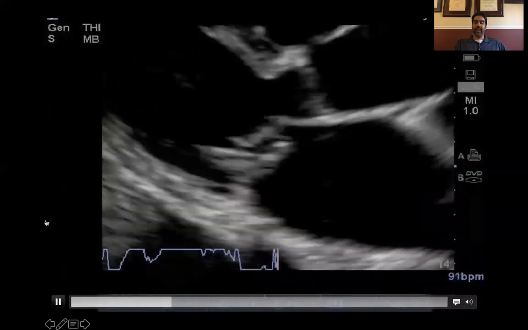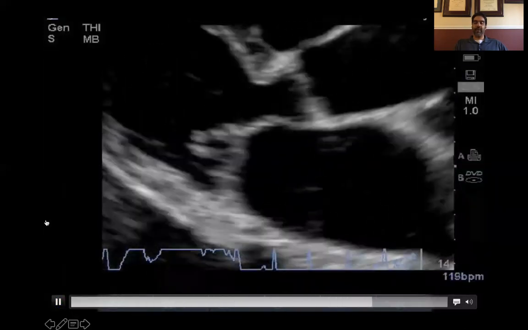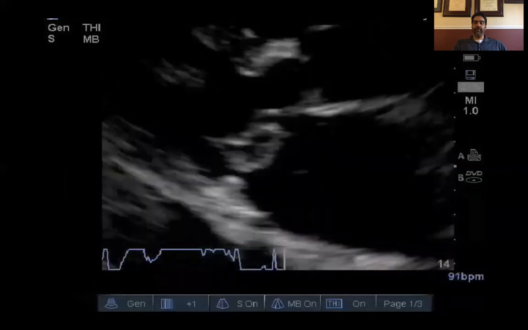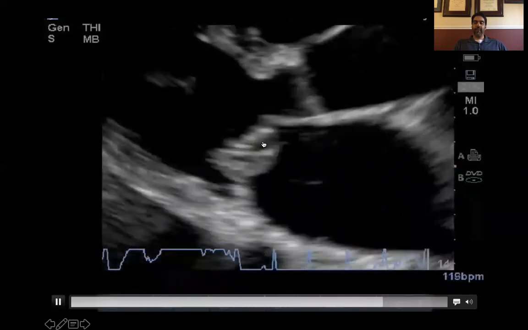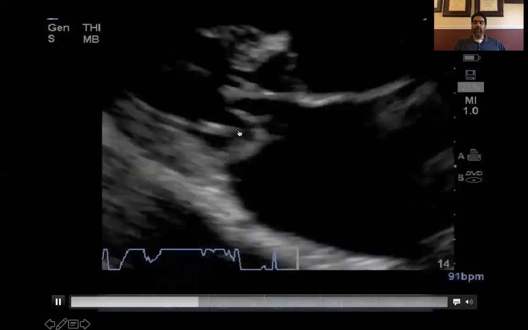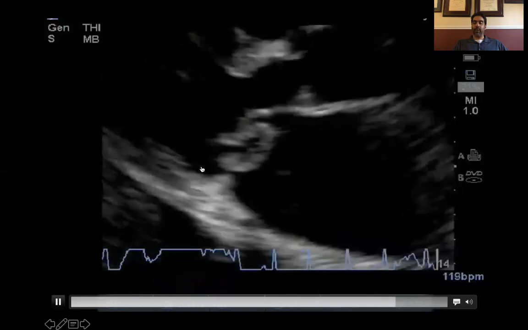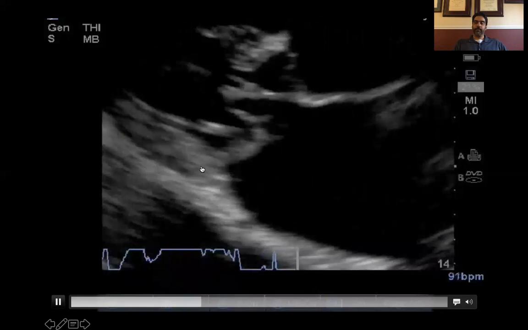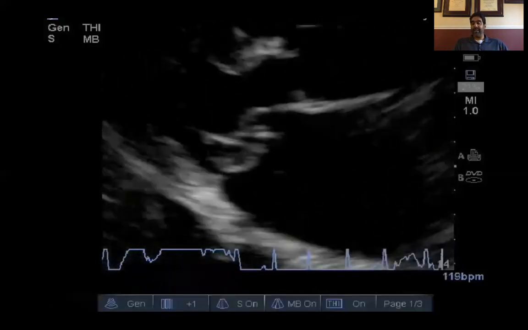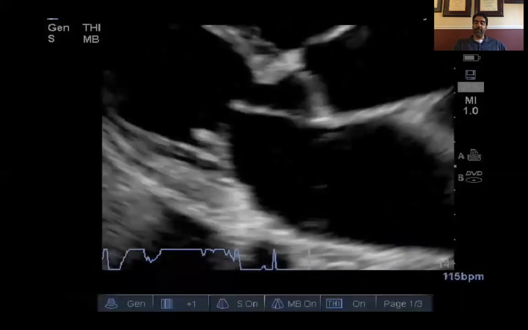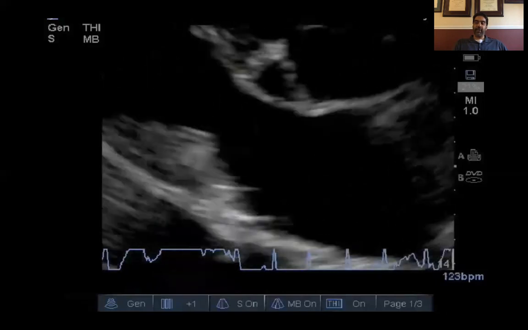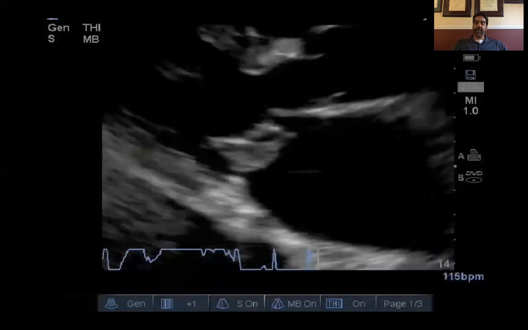Just for fun, we zoomed in on the valve to see if there was something structural going on. And this is a flail leaflet tip. You can see the posterior mitral valve is flailed here because of a ruptured chordae. Again, not our job, but if you see it, it's cool, and you can pass that information on to your cardiology consultant or your echo tech.